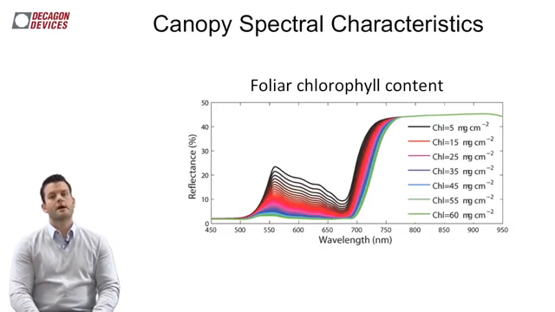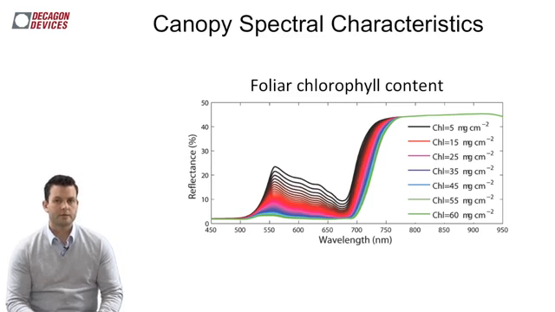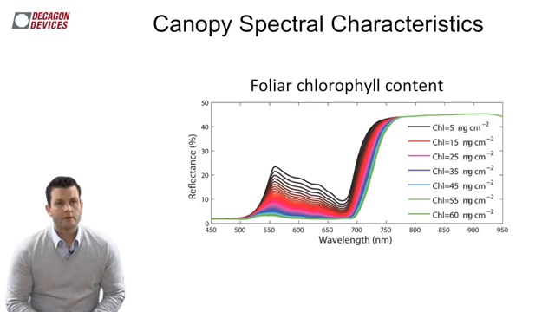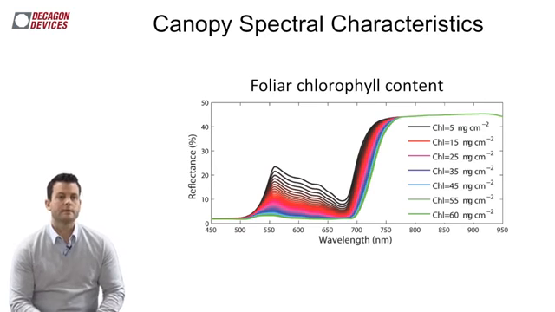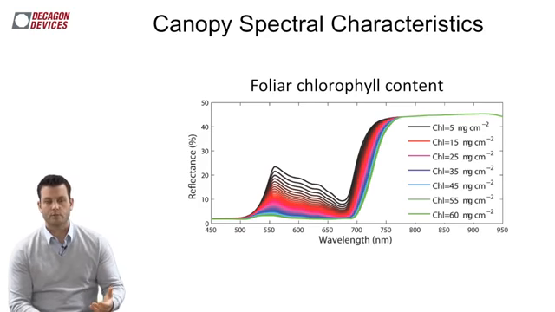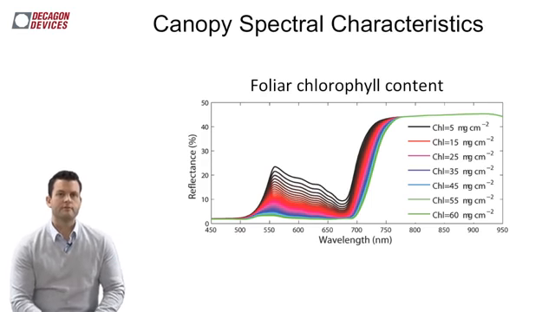So in the next few slides, I'm going to step through various spectra and show you how different components of plant canopies might affect spectra across the wavelength range through the visible, near-infrared, and beyond. To start with, I'm showing foliar chlorophyll content at various levels. As I vary chlorophyll content, the spectrum will change very dramatically, especially in the visible region between the green and the red, and just touching a little bit into the near-infrared as well.